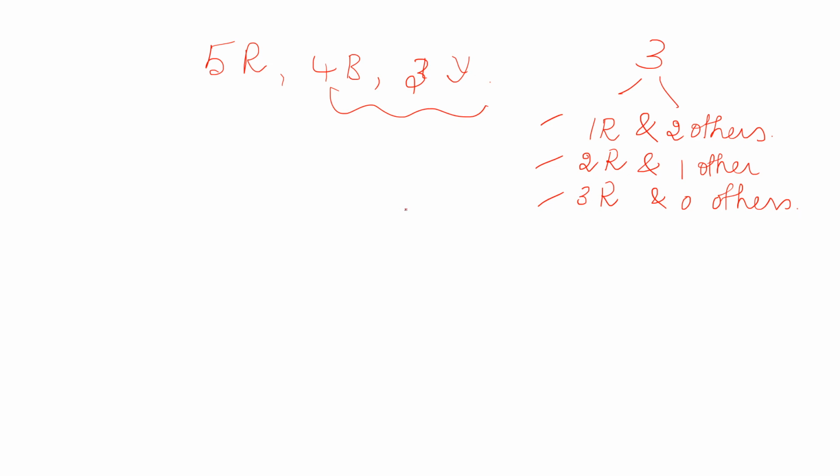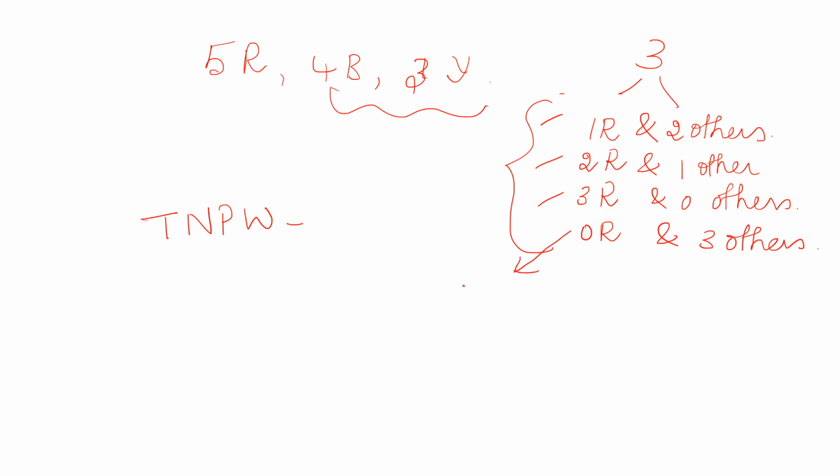So instead of that, we can do it easily. You can write the total number of possible ways. What is the remaining one? 0 red ball and 3 others, right? So instead of finding 1, 2, 3 possibilities, I can find the total number of possible ways and remove this out. So I'll get all the 3. So total number of possible ways minus no red ball. 0 red ball means no red ball.